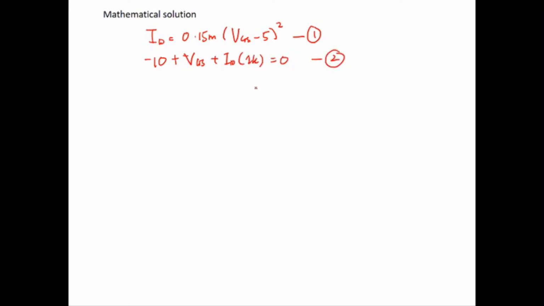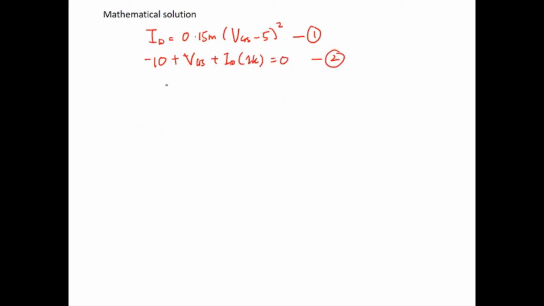Okay, if we want to do the mathematical solution, we start by writing down these two equations. The first is the transfer equation, ID is equal to 0.15 milli times (VGS minus 5) squared. And the second equation is minus 10 plus VGS plus ID times 1K equal to 0. This is the second equation from the KVL.